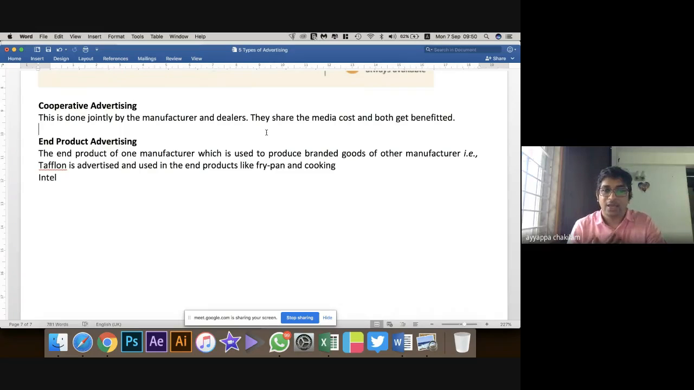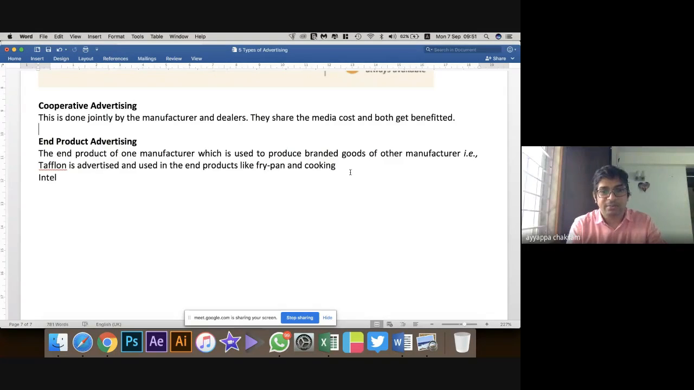If I as a businessman want to share an ad with Times of India, I can go and tell them that my ad should be there only in Hyderabad. So a company such as Samsung or OnePlus might give a full page ad, and at the bottom in newspapers you can see the names of the dealers who are selling the particular Samsung or OnePlus phone. That is cooperative advertising.